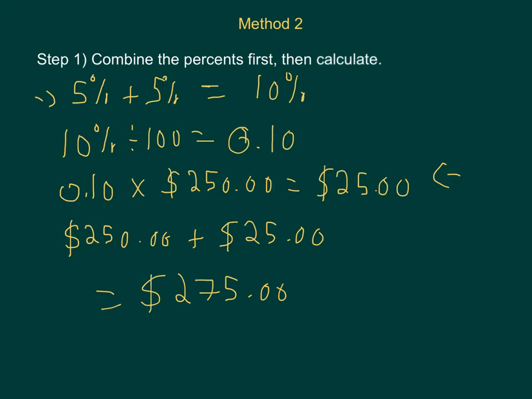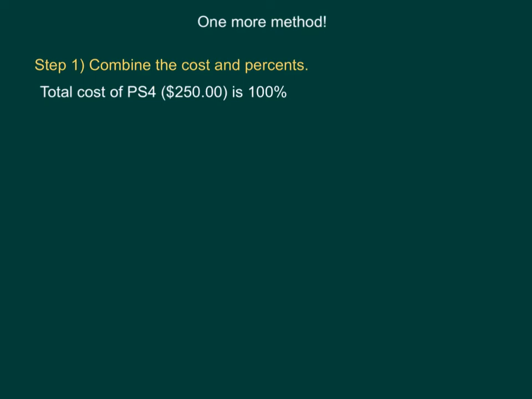Now we'll do one more method here to show you, and you can pick which one fits best for you. So one more method. It says to combine the cost and the percents right off the bat. So the total cost of our PS4 is $250, which is 100%, right? If I said, this item costs $250, you know that that's all of the money you're going to pay towards it. So it's 100%. The whole item is 100%.